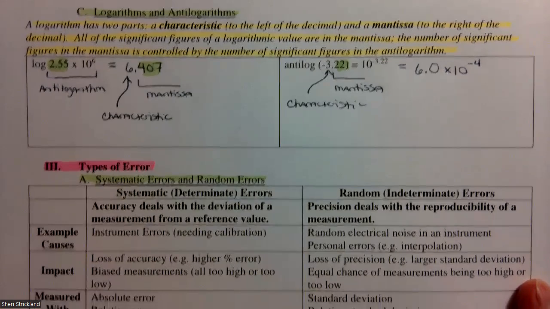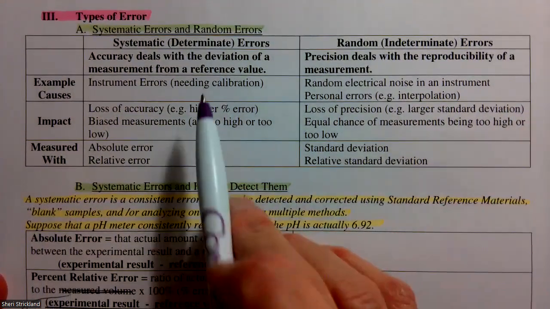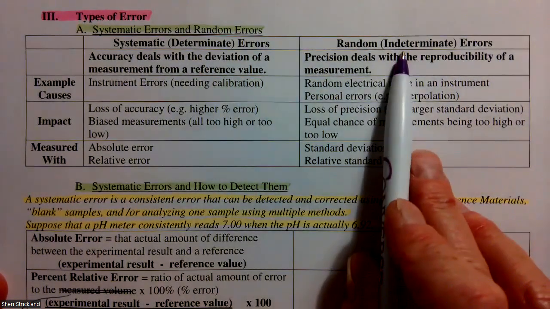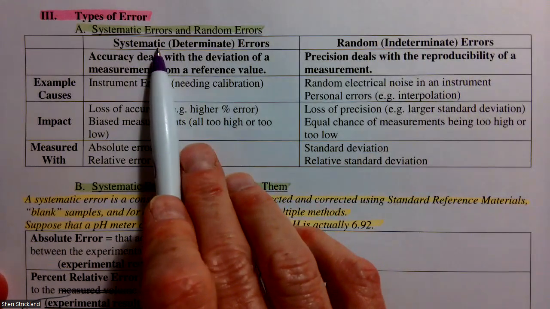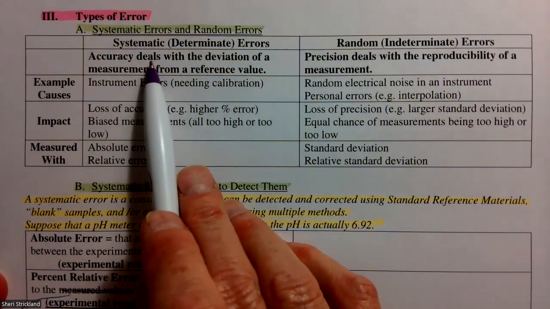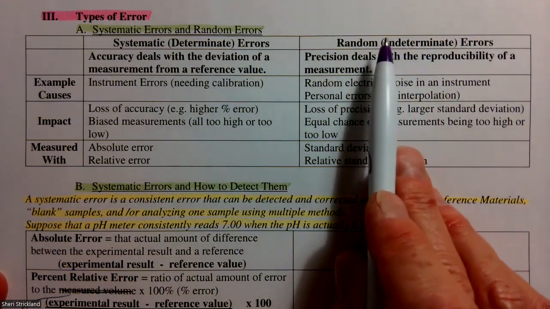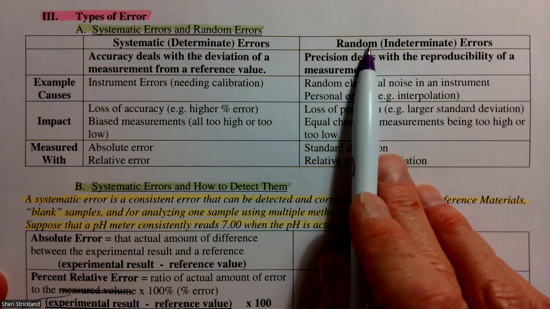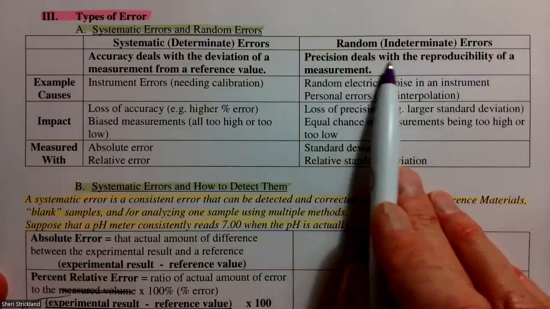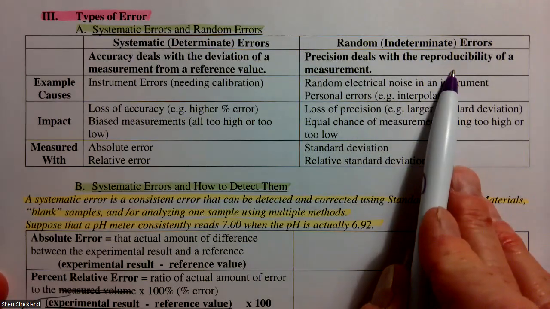Now, on to the errors. There are 2 big kinds of errors. There are systematic errors, which are sometimes called determinant errors, and random errors, which are called indeterminate errors. Systematic errors tend to be big enough that you can identify them and correct them. Random errors tend to be so small that you generally cannot individually detect and correct them, but the whole basket full of them has an impact on your measurement that we need to deal with.